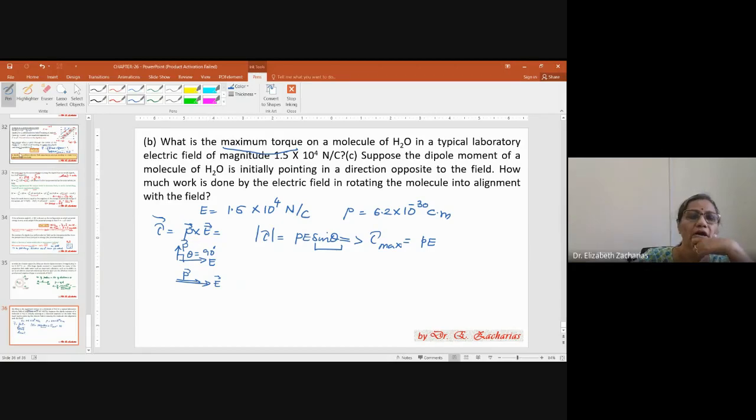Next thing. How much work is done by the electric field in rotating the molecule into alignment with the field, if it is initially pointing in a direction opposite to the field? What is the meaning of that? What is the work done in aligning the dipole parallel to the electric field, assuming that initially it is anti-parallel to the field? How will you do this?